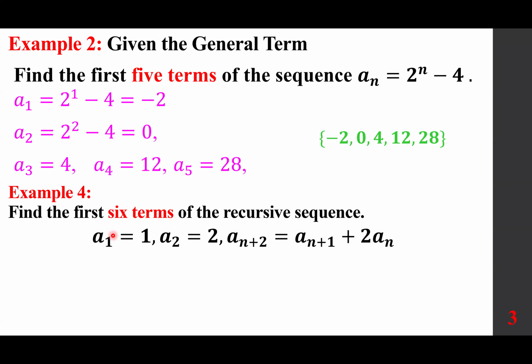So because I have a sub 1 and a sub 2, the next one is a sub 3. I want this one to be 3. And I hope you recognize before that is a sub 2 and before that is a sub 1. So it's a sub 2 plus 2a sub 1. Or you might say if n plus 2 is 3, that means n must be 1. Either way, a sub 3 becomes a sub 2 plus 2a sub 1. A sub 2 is 2 plus 2 times 1. They add up to 4.